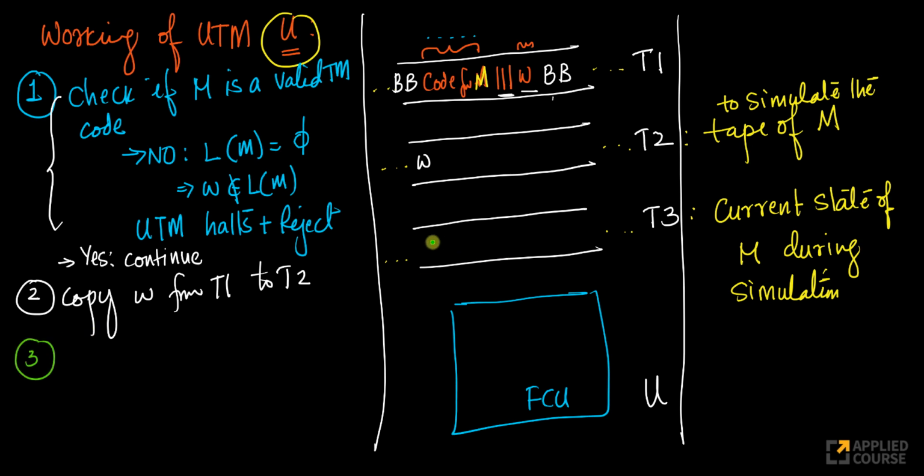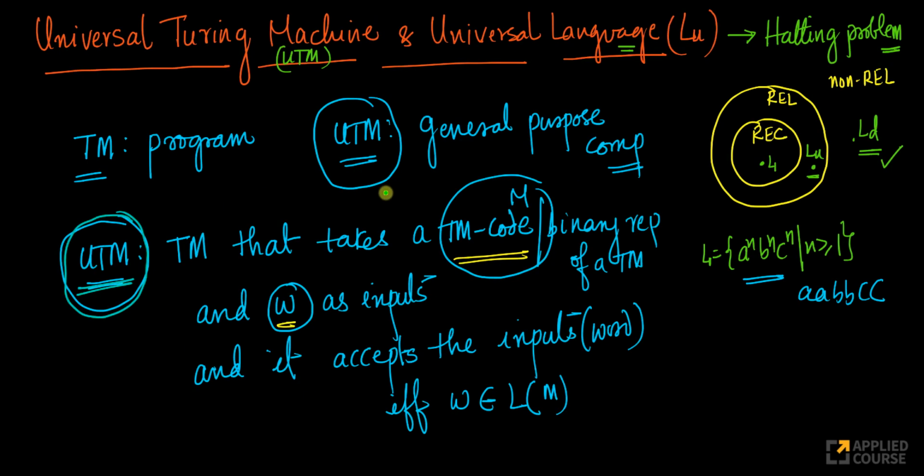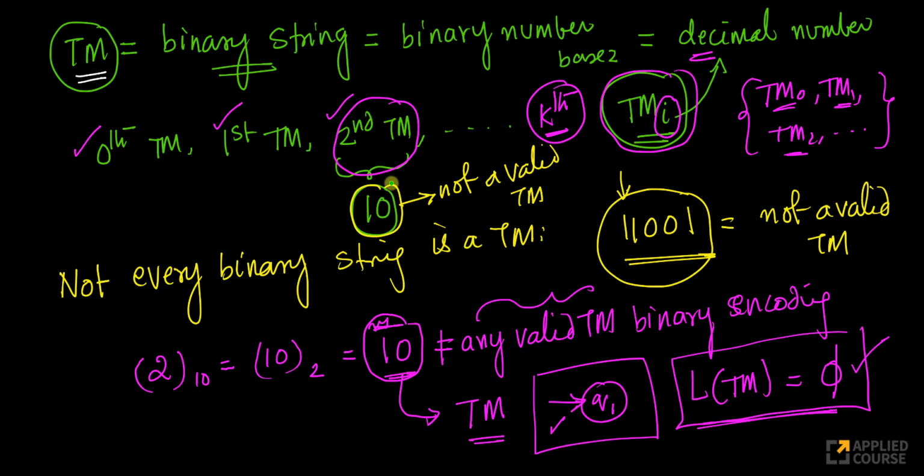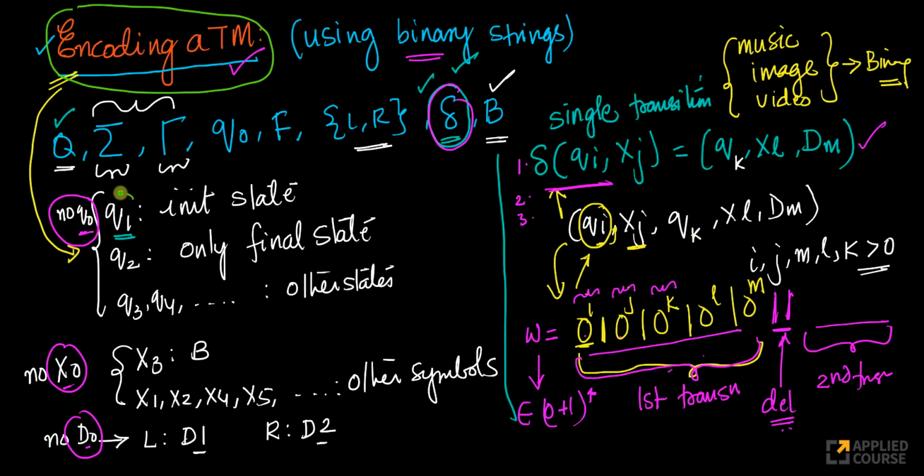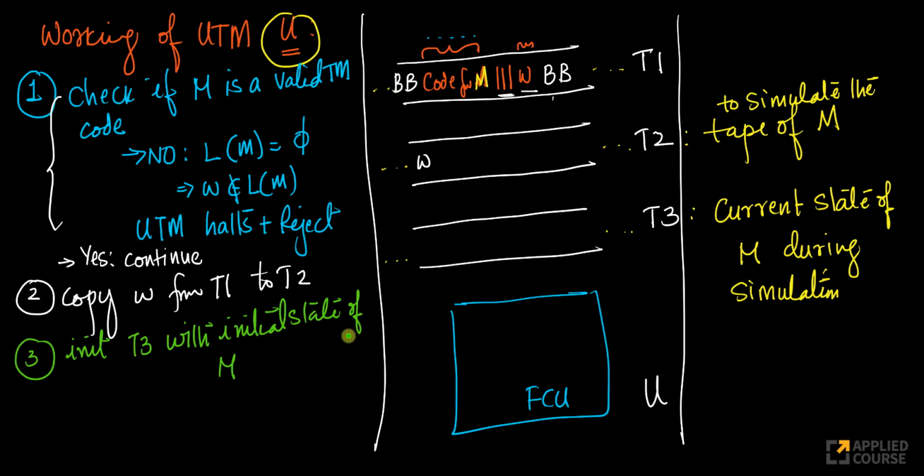Third step. Initialize T3 with the initial state of M. What is the initial state of M? In the binary encoding, we said Q1 is always the default initial state. Let's go back there. What did we say? Q1 is always thought of as the initial state, right? When we did the binary encoding of a Turing machine. So let's go back there again now.